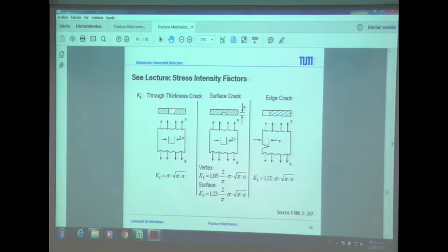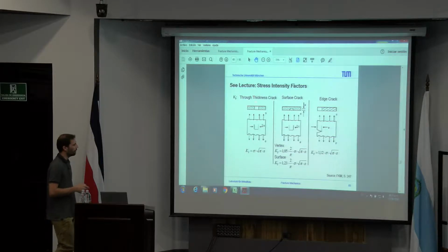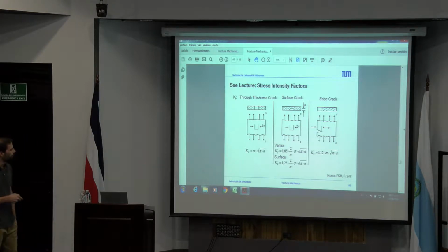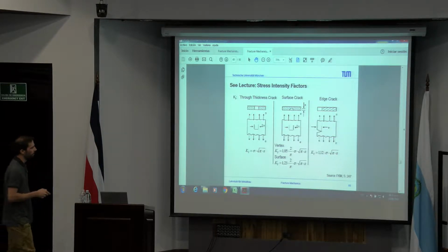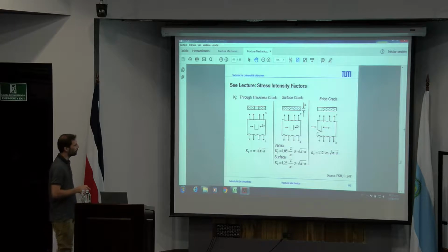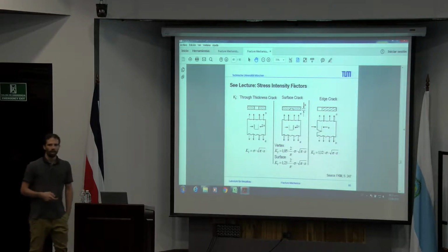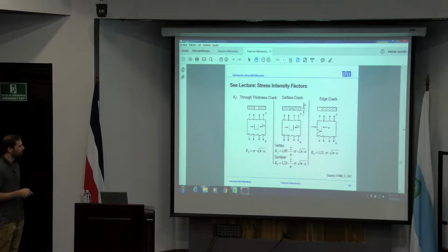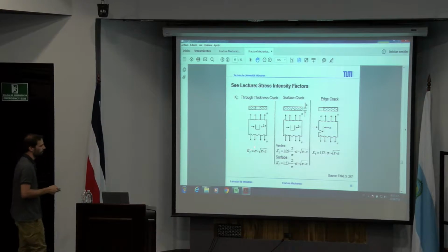For example, this is our first and most basic model, where we have our plate, and the crack is going through our plate. Due to this, we just have our K1 mode, and the K1 mode can be derived quite easily just by sigma times the square root of pi a.